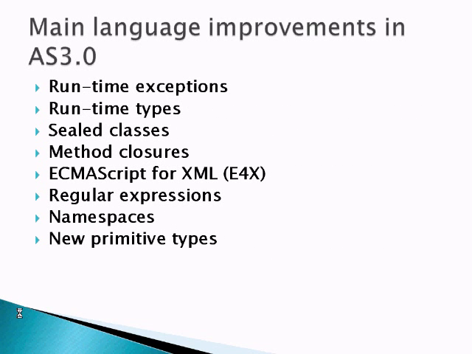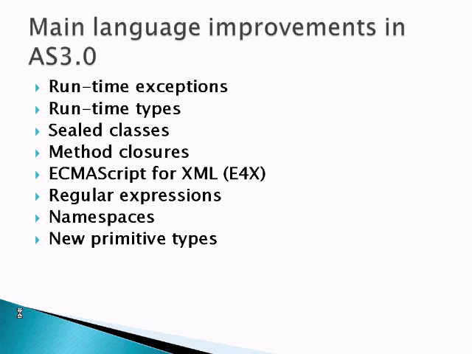Looking at the main language improvements in ActionScript 3.0, there were runtime exceptions. The error handling for runtime exceptions was increased, which made debugging much easier. Another improvement was runtime types. In previous versions, type annotations were primarily an aid for developers, but at runtime all values were dynamically typed. In ActionScript 3.0, type information is preserved at runtime and utilized for a number of purposes.